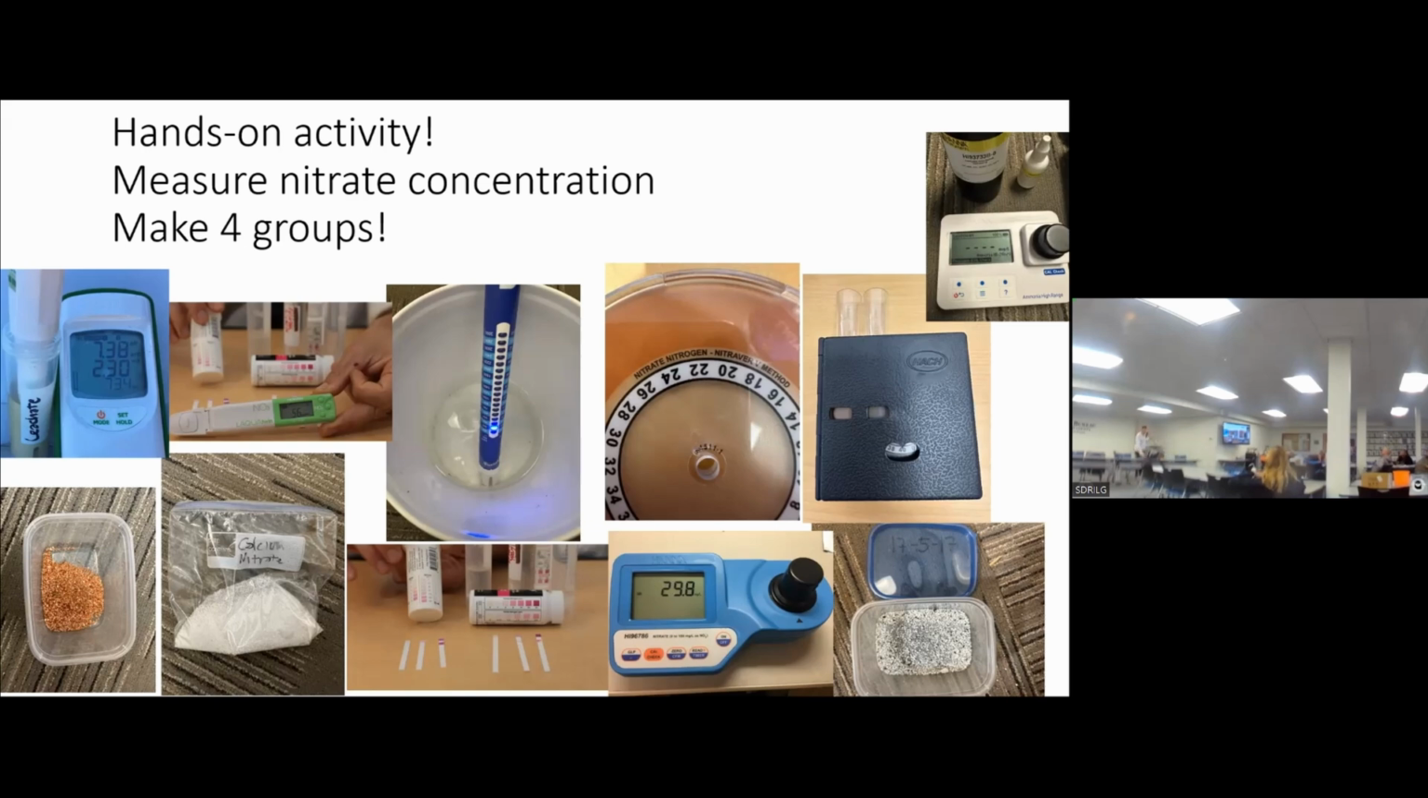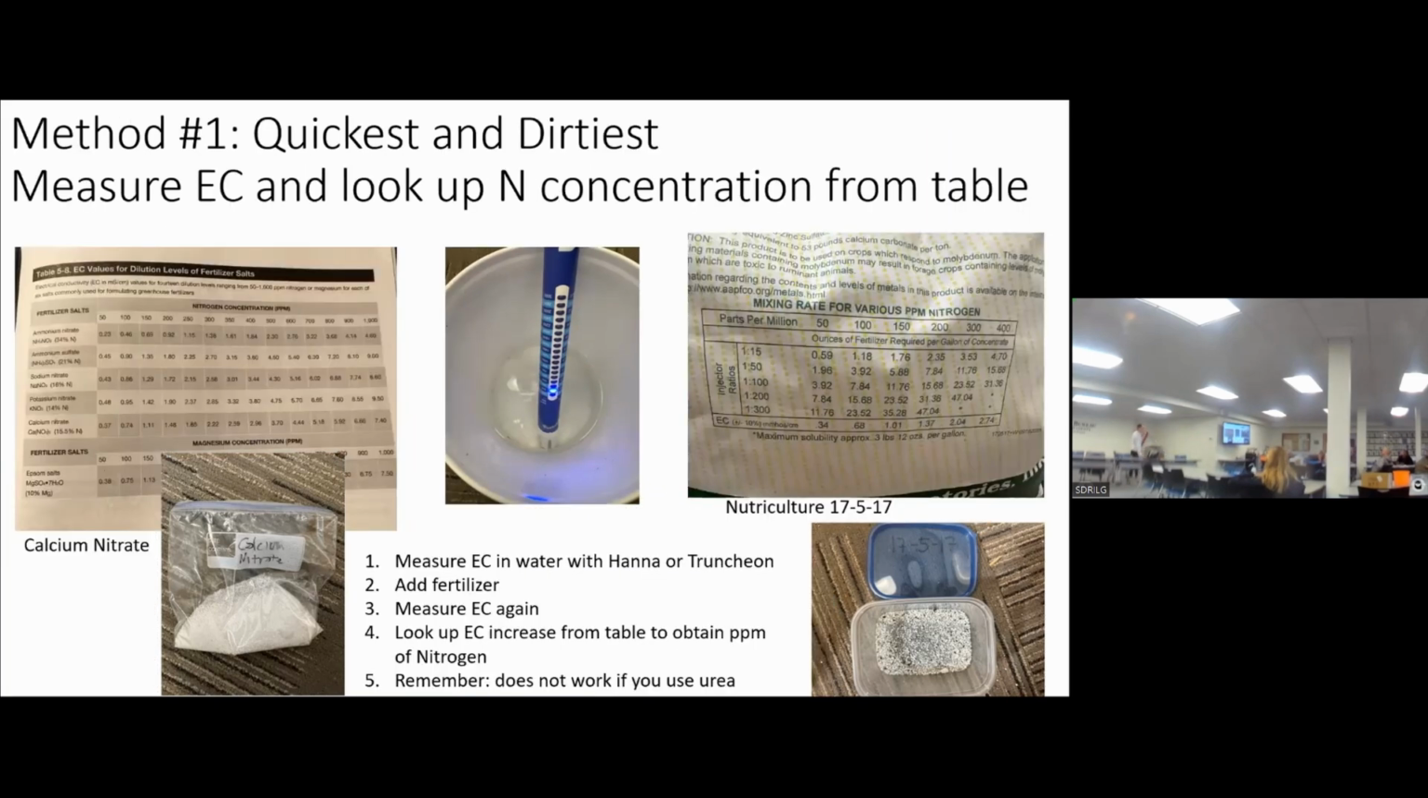Okay, so group number one is gonna measure EC, which is the quickest, I call it even more than quick and dirty. So you can look up, I put there calcium nitrate, you guys can all go to that table. I put there calcium nitrate, and I put there some 17-5-17. This is the simplest way that you can do. You can look up, this is from the Red Book, this is from the label on the fertilizer.